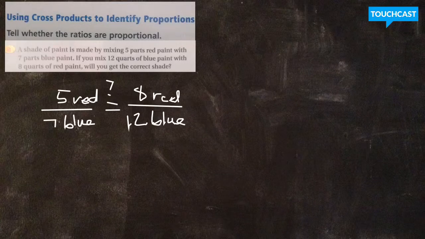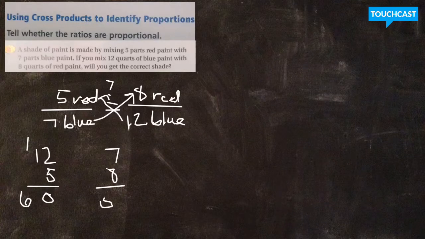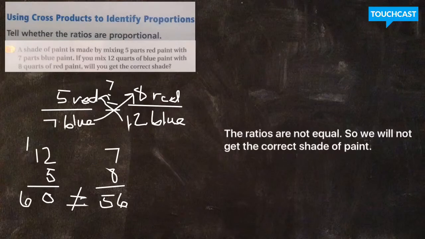So using cross products, we're going to go 12 times 5 and 7 times 8. Well, 12 times 5 is 60, and 7 times 8 is 56. And since 60 does not equal 56, we will not get the correct shade of paint because our ratios are not equal. And that wraps up example 1B. So let's look at example 2 next.